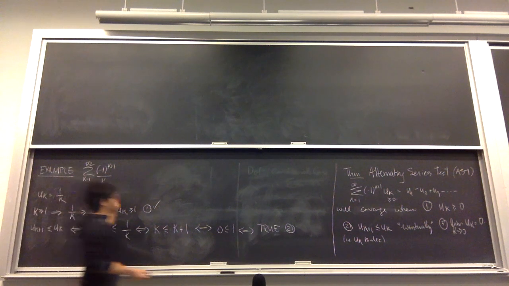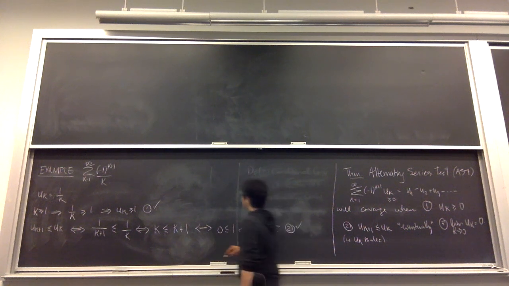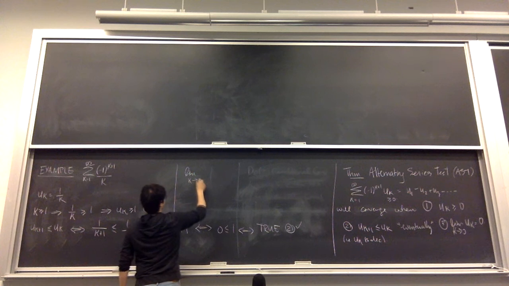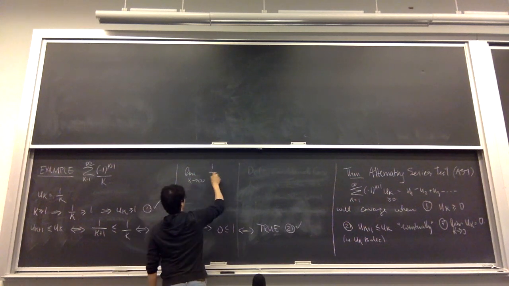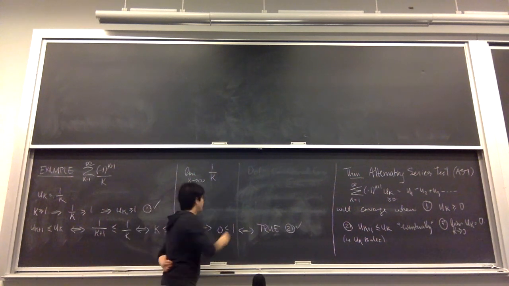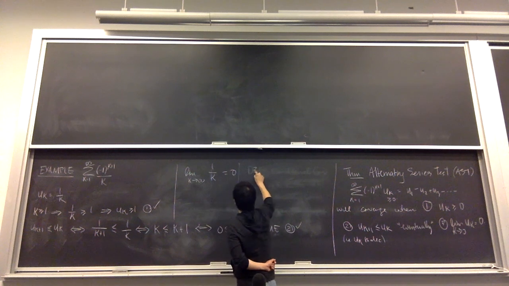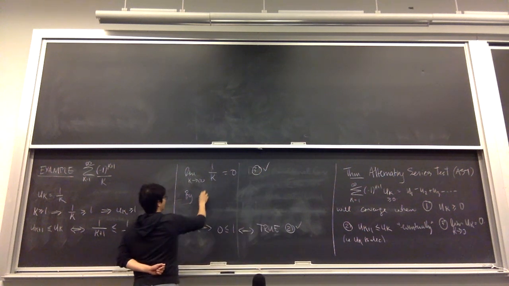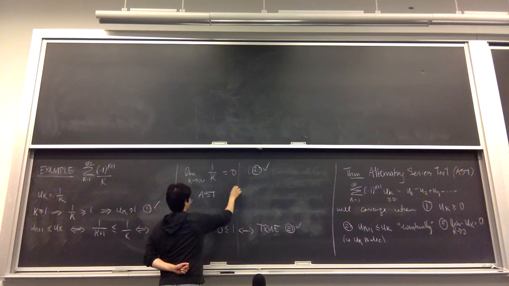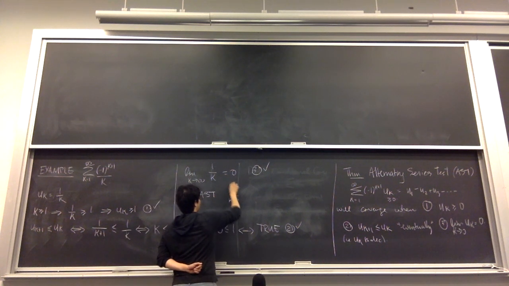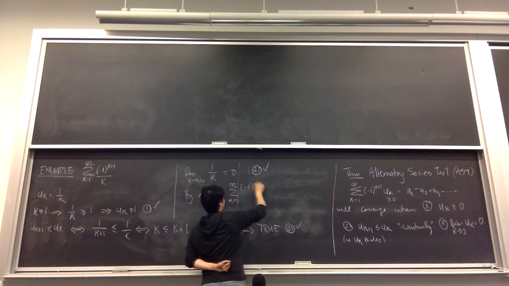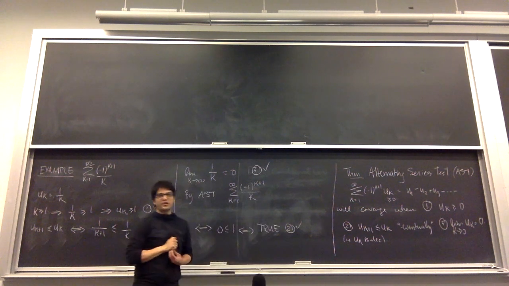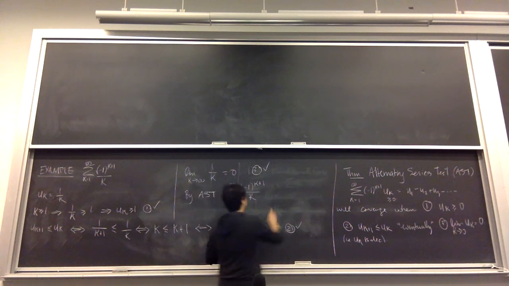What's the third thing that we have to check? We just have to check that the limit of u_n goes to 0. So what is the limit as k goes to infinity of 1 over k? That's 0, which means that we've satisfied 3. So, by the alternating series test, we have that this series converges.